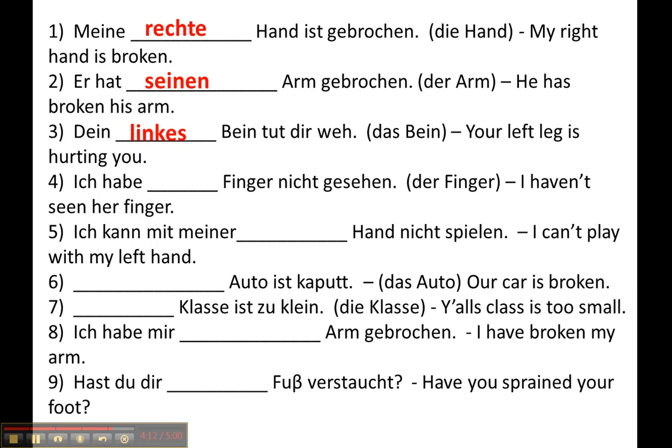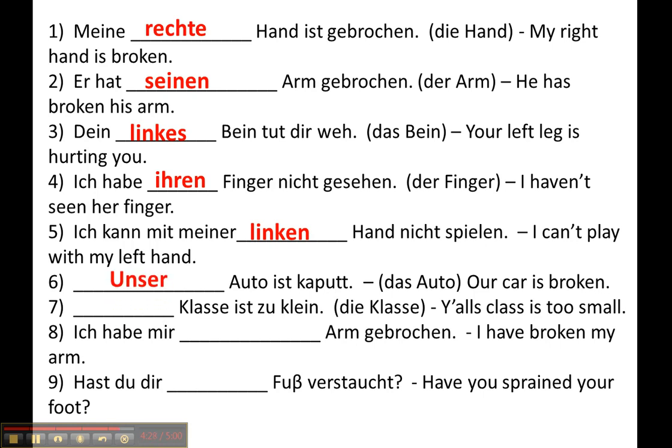Bein here is the subject, so nominative. For the finger here is a direct object, so accusative. Ich habe ihren Finger nicht gesehen. Ich kann mit meiner linken Hand nicht spielen. This is dative because of mit.